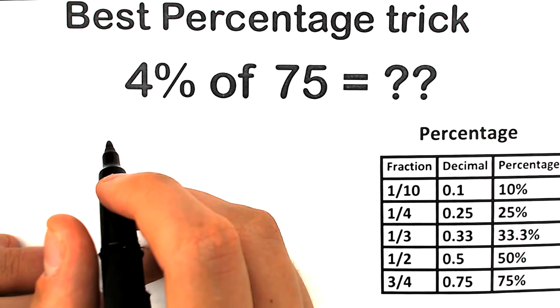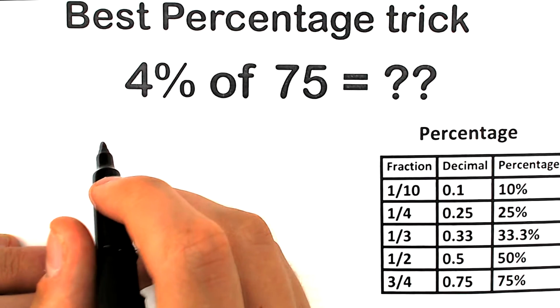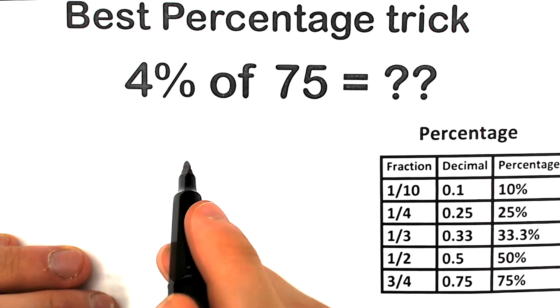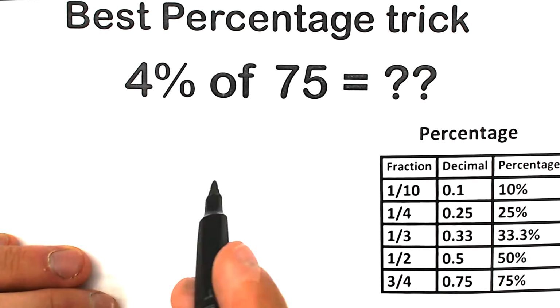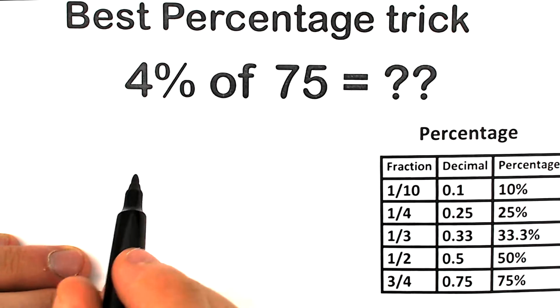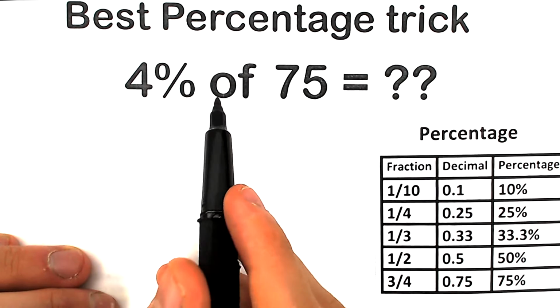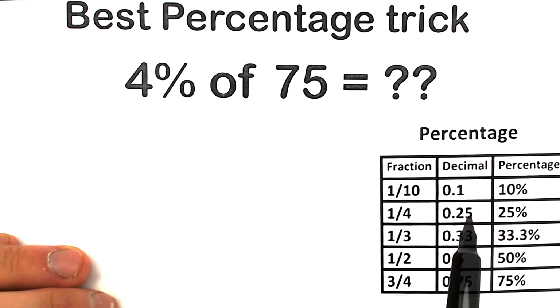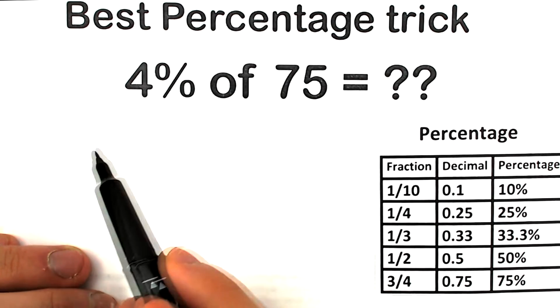Hi, I'm Mathematics, and in this video I'm going to show you how you can find any percentage you want. It doesn't matter whether it's from the table cases or not, we'll find every percentage. So we have 4% of 75. As you can see, it's not from our table, because here we have 10%, 25, 33, 50 and 75. These are percentages that everyone knows about. They're not hard percentages, but what about 4%? How can we find 4% of 75?